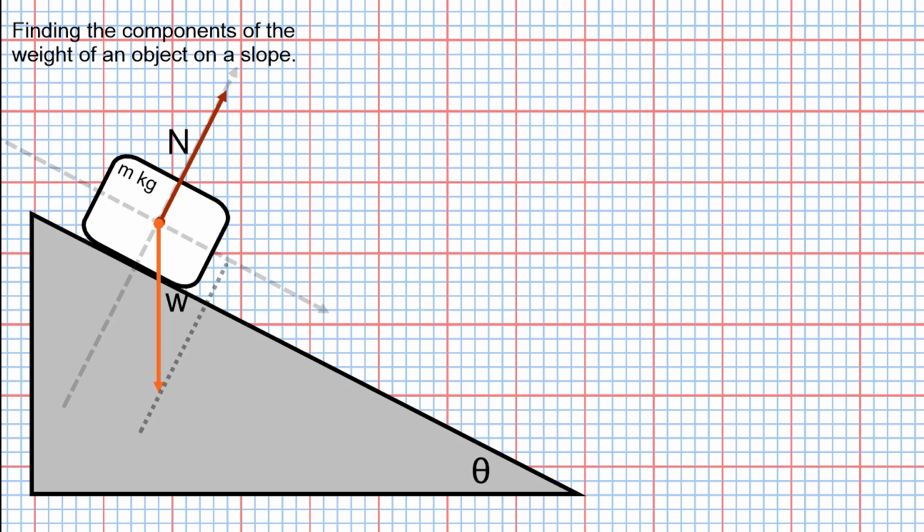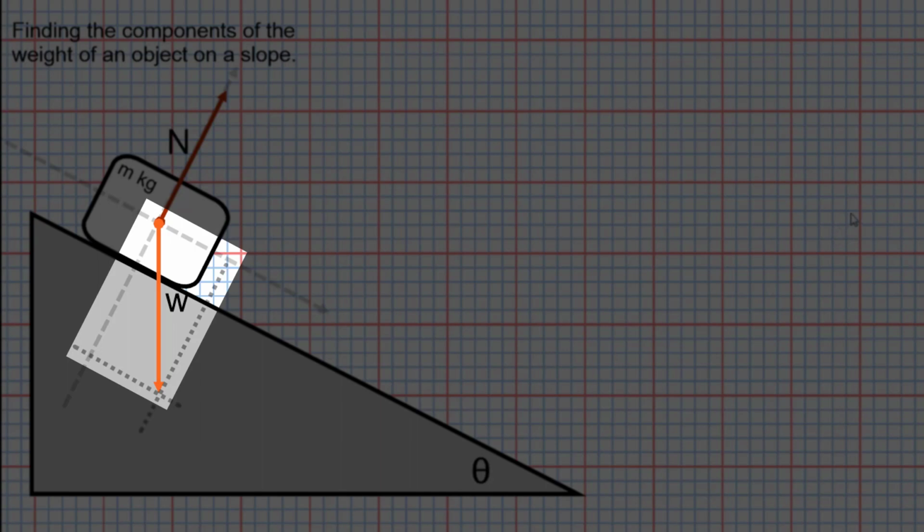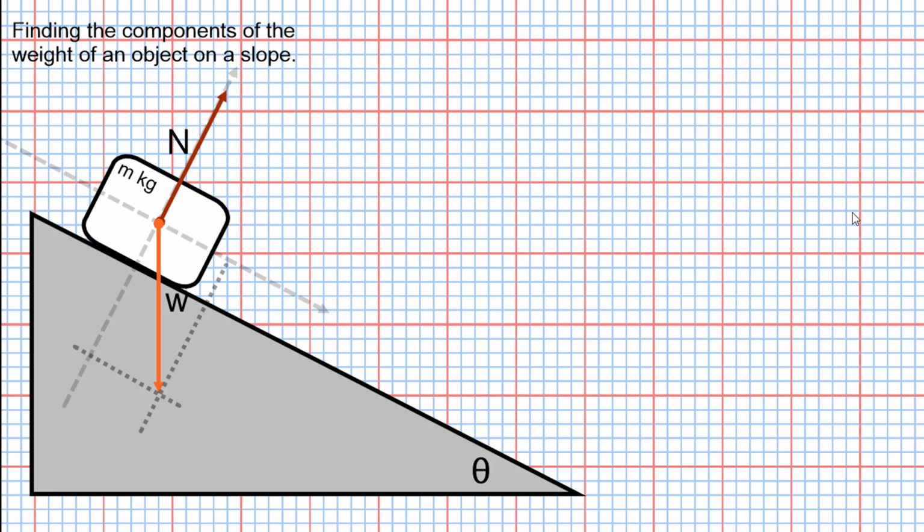and we draw another line, we have got a rectangle round the weight vector, and then we can work out the components of that. So, for example, the component of the weight which is going to be perpendicular will be represented by that vector here, and the component of the weight parallel to the slope will be represented by that vector there. So we have our triangle of forces, very, very clear indeed.